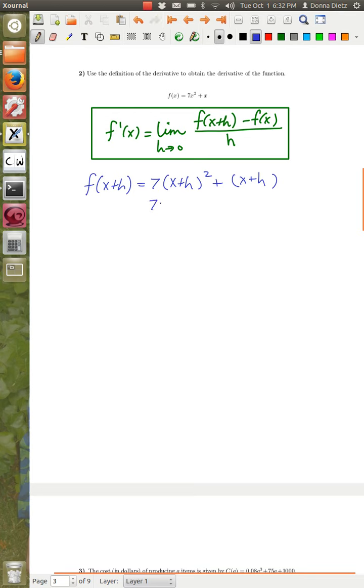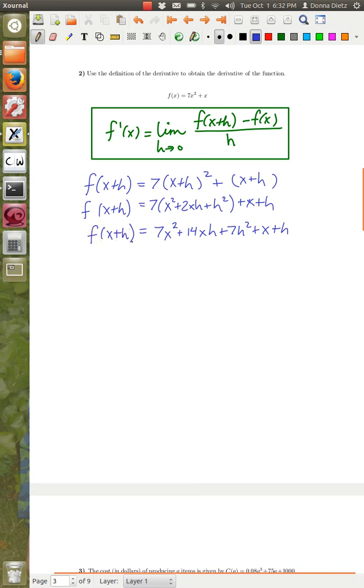Okay, so you would just expand this. And then you just expand this. You expand this like so. There we go. And all that is just f of x plus h. Now we put everything together.